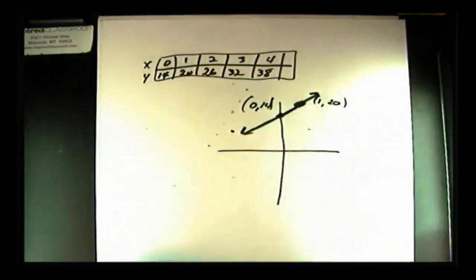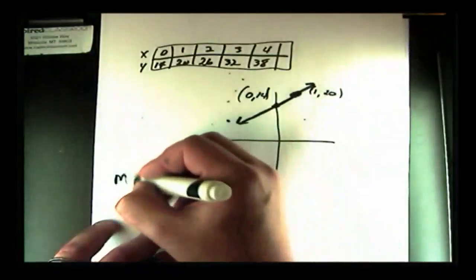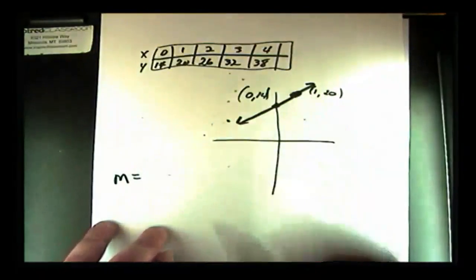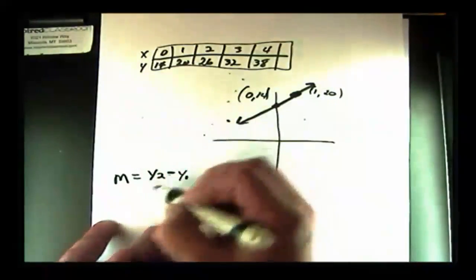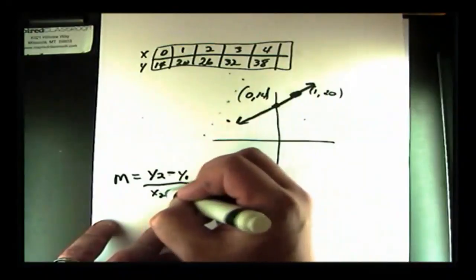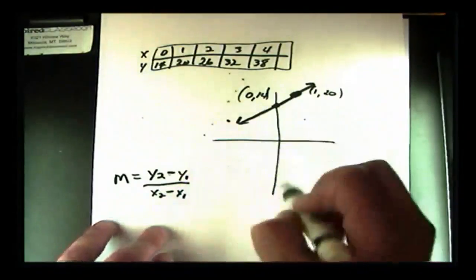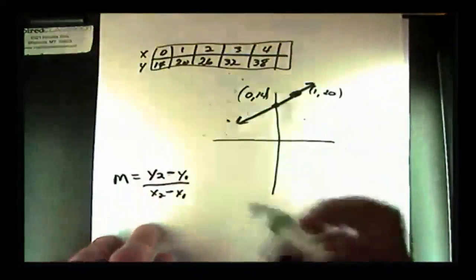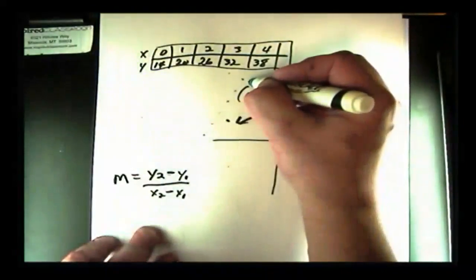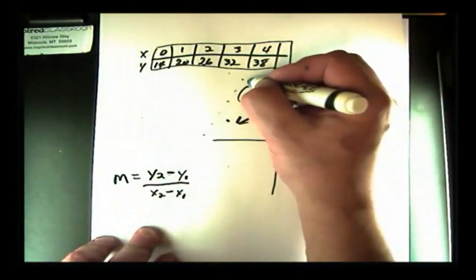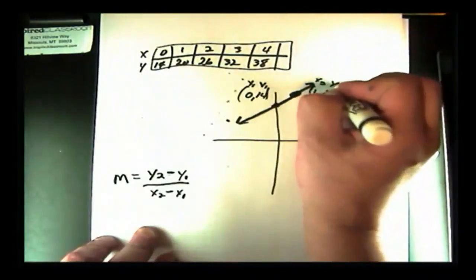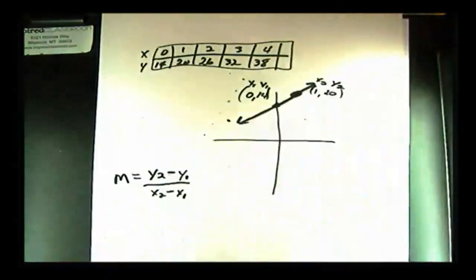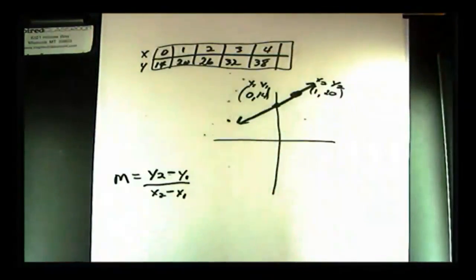So first off, we need that m formula, right? We need m. And it's rise over run, so we know we're doing the y's divided by the x's, which is the run, right? The rise divided by the run. So I'm going to label these points. Point 1 here is x1 and y1. Point 2 is x2 and y2. So now I've labeled everything. Now I just plug and chug.